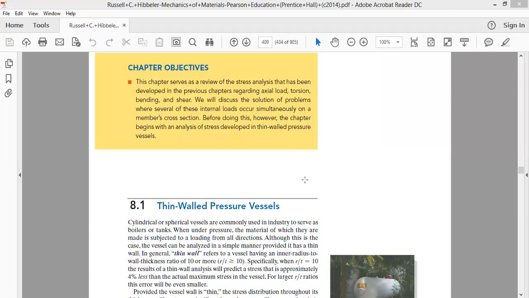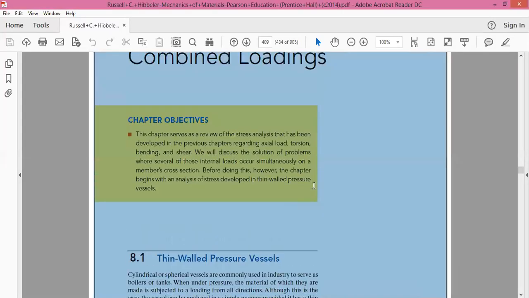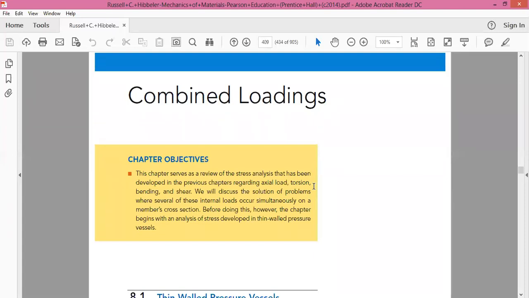Okay, welcome again to the course on mechanics of materials. Today our topic will be combined loadings. We will be trying to analyze some machine elements which are subjected to different types of loading conditions, which we call the combined loading conditions.